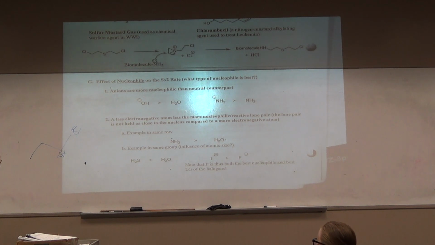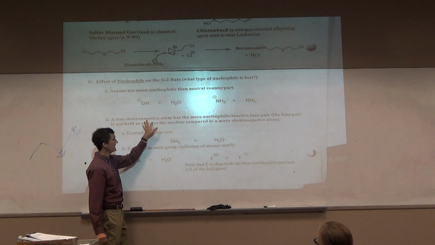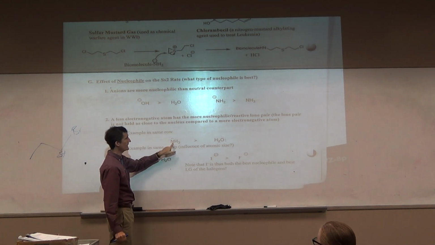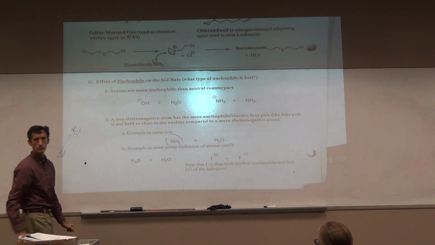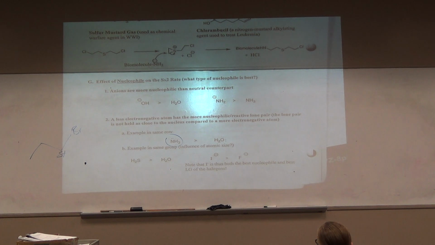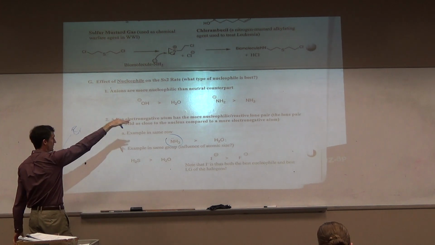Ammonia, right? Why? Because the nitrogen doesn't hold the lone pair as tight. Nitrogen is less electronegative. The less electronegative atom has the more reactive or nucleophilic lone pair. Ammonia is more nucleophilic than water, even though both are neutral. That's an example in the same row.